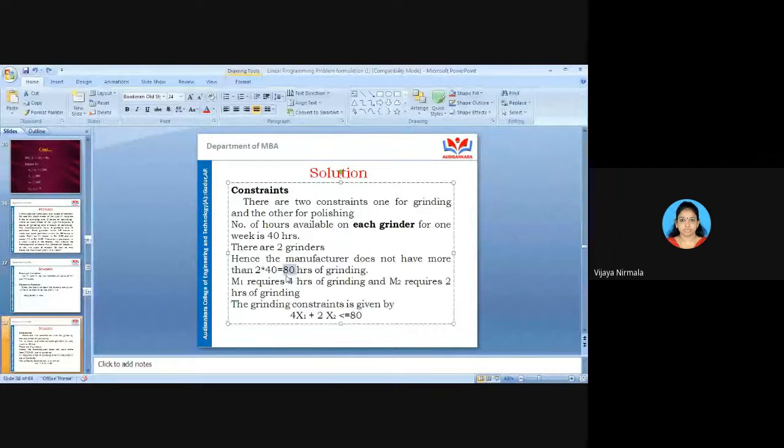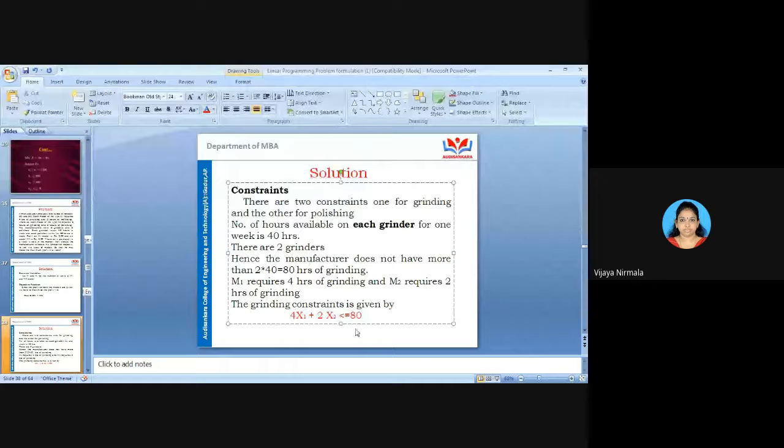How did we get 80? For each grinder they have given 40 hours. You should not write less than or equal to 40 here, because they have given it for each grinder. So 2 into 40, 80 hours. So 4x1 plus 2x2 is less than or equal to 80. This is the constraint for grinding.